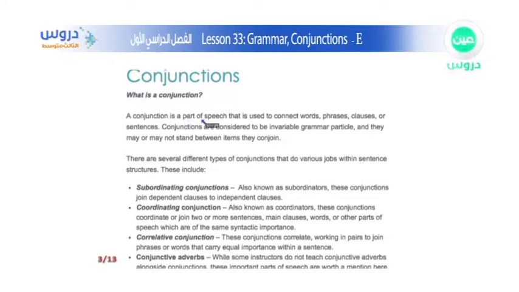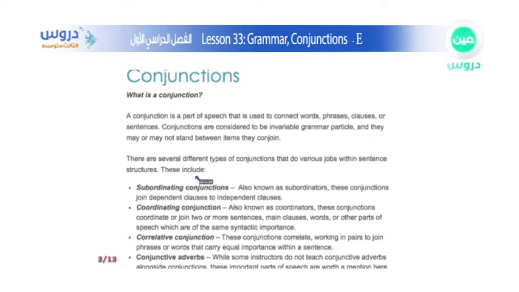A conjunction is a part of speech that is used to connect words, phrases, clauses, or sentences. Conjunctions are considered to be invariable grammar particles, and they may or may not stand between items they conjoin. There are several different types of conjunctions that do various jobs within sentence structures.